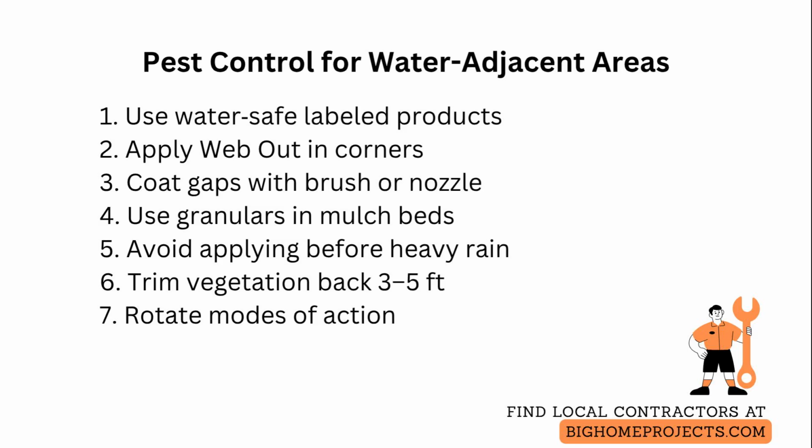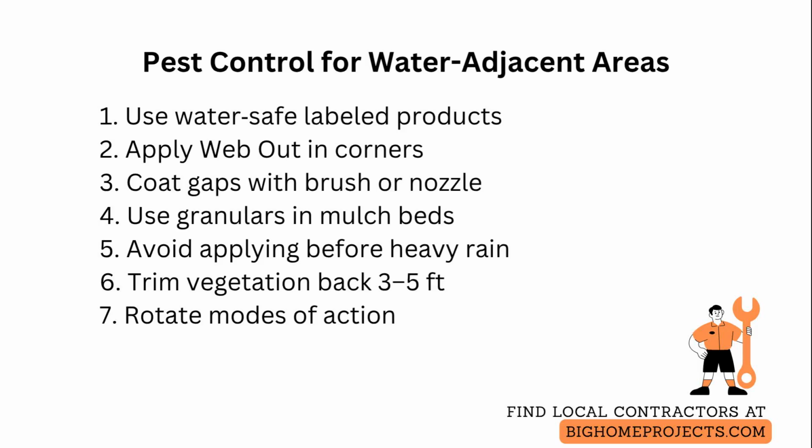For soil and landscape borders, use granular insecticides because they release active ingredients slowly and reduce drift into water. Broadcast evenly according to label rates and work them into the top quarter inch of mulch or soil to improve uptake. Avoid applying granules just before heavy rain or to saturated ground to prevent runoff into ponds and streams.